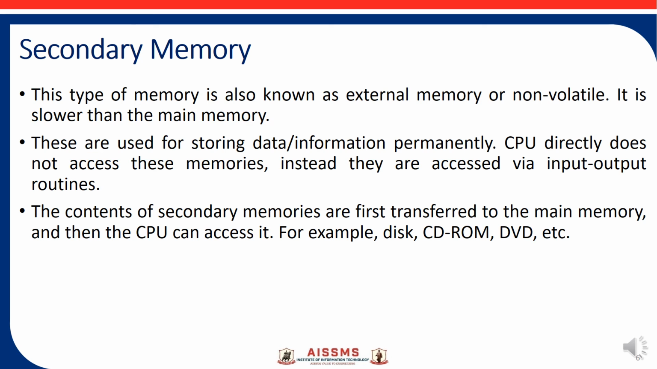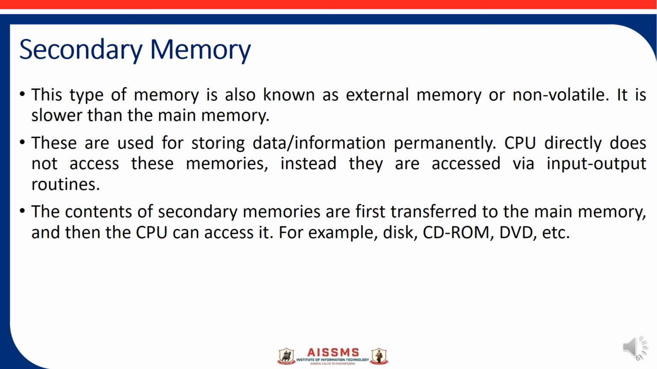The next type is secondary memory. This type of memory is also known as external memory or non-volatile memory. As compared to the main memory, the secondary memory is non-volatile. So if anyone wants to store data permanently on any type of device, then we have to use the non-volatile type of memory, that is secondary memory. It is slower than the main memory. These are used for storing data or information permanently.